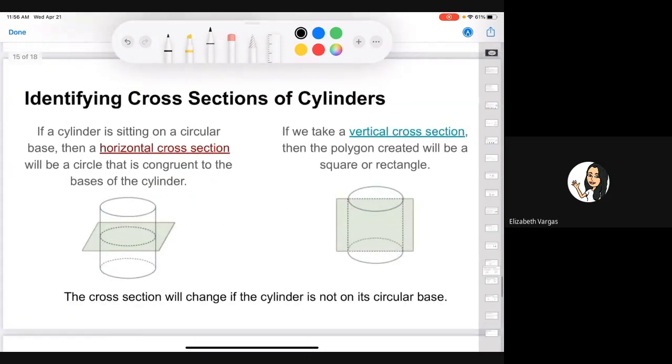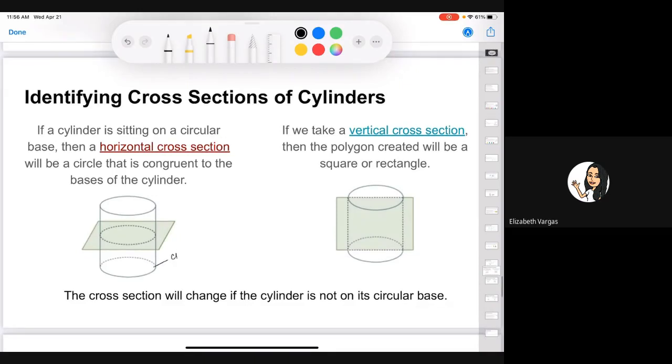Okay. So what do the cross sections of cylinders look like? So if a cylinder is sitting on its circular base, then the horizontal cross section will be a circle that is congruent to the base of the cylinder. So here we have our base that's a circle. If it is in fact a horizontal cross section like we saw before, the cross section will be equal to whatever the base is. And so our cross section here is again a circle.